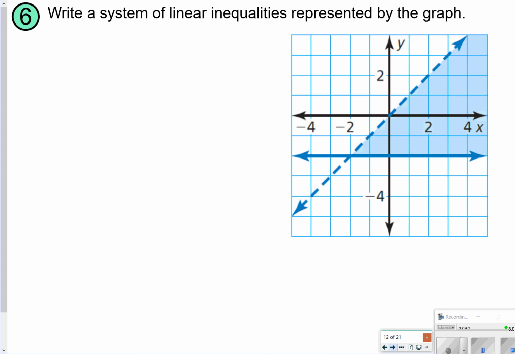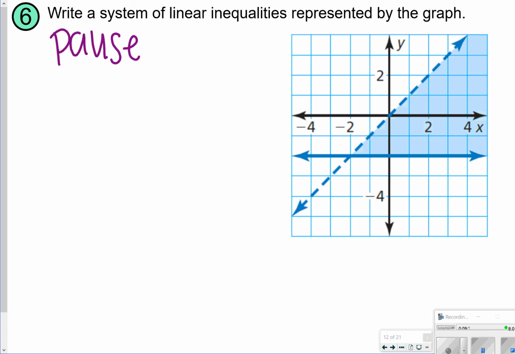The last thing we're going to write in our notes is how to just write the system of linear inequalities represented by the graph. So this one, you'll essentially look at the graph and write your system using the less than and greater than signs, depending on your lines, and then go ahead and check your work once you're done. So let's go ahead and pause here. You should write 2 systems.